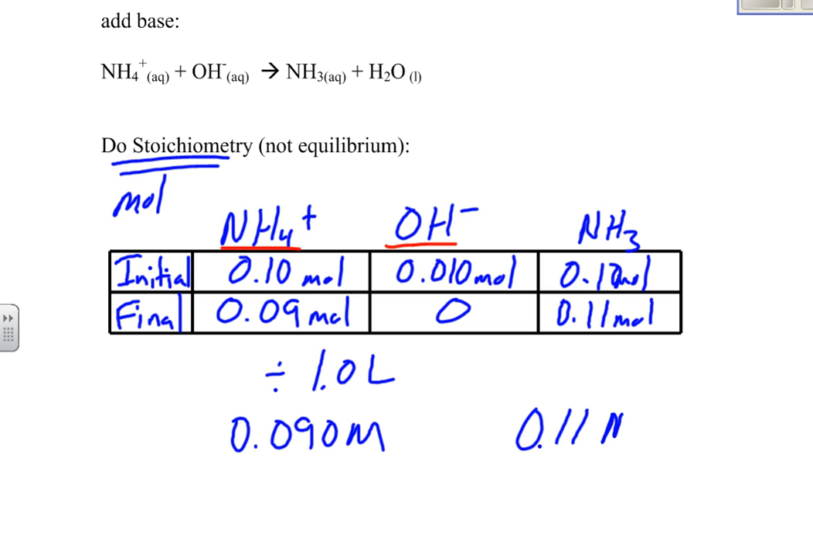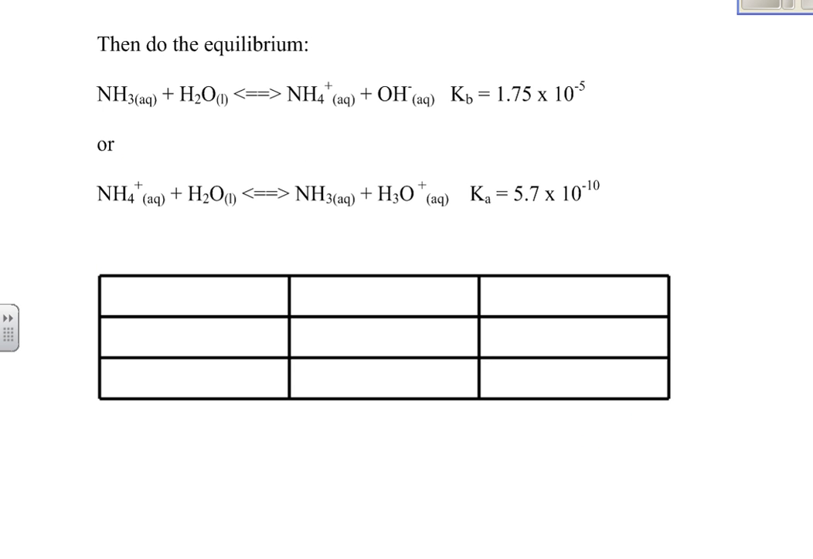0.11 molar. Right? And then what we're going to do is take these to an equilibrium situation now and run it through the equilibrium. So we've neutralized that OH minus, but that gives us new concentrations for the equilibrium. So we'll go ahead and fill those into our ICE charts. Now we're back to equilibrium again. And again, you could use either the base reaction or the acid reaction. Since we're doing the pH, I'm going to go ahead and use the acid reaction.